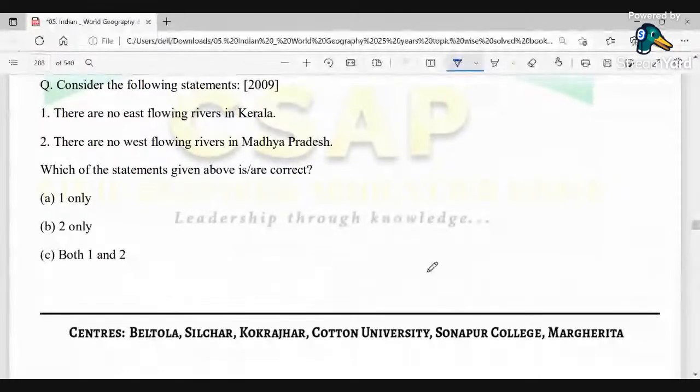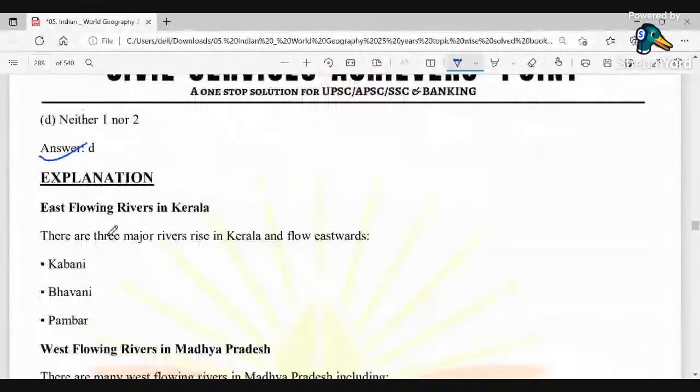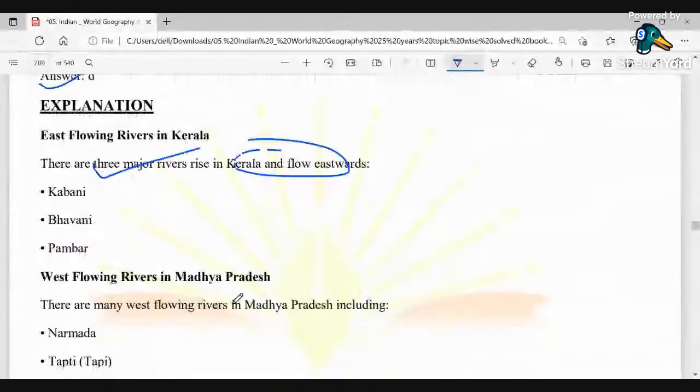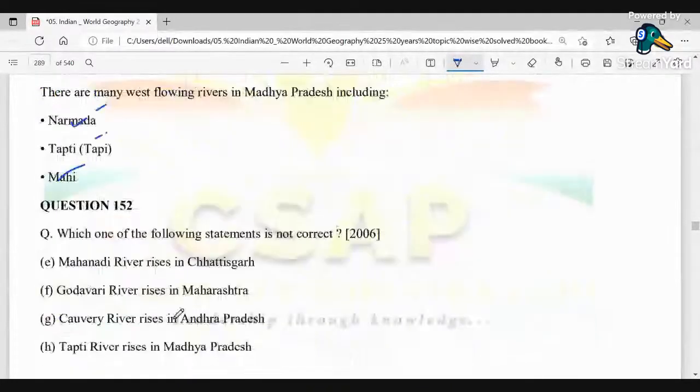So here the correct option is D, neither one nor two, because there are three major rivers in Kerala that flow eastwards: Kabani, Bhavani, and Pambar. And we can see west flowing rivers in Madhya Pradesh being Narmada, Tapi, and Mahi. Okay. Which of the following statements is not correct?